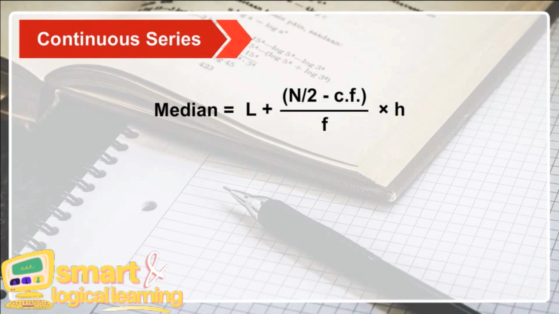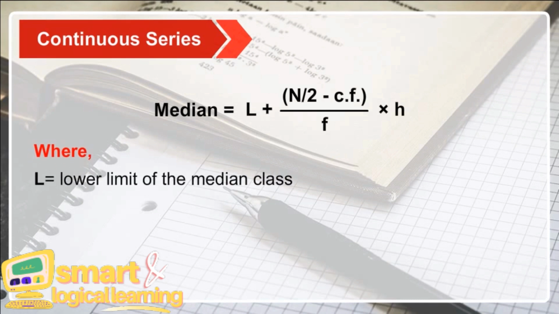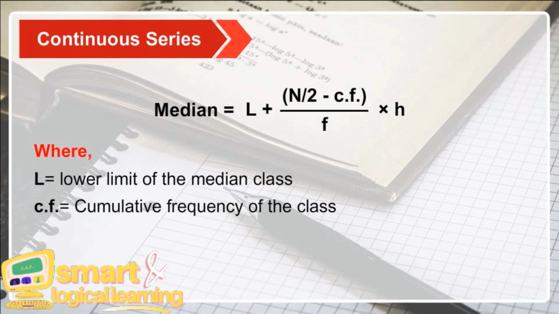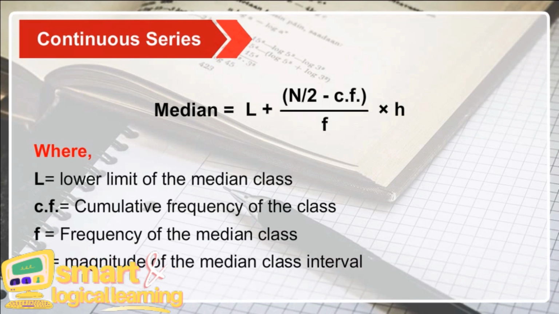Median is equal to L plus ((n/2 minus Cf) / f) into h, where L is equal to lower limit of the median class. Cf is equal to cumulative frequency of the class. F is equal to frequency of the median class. H is equal to magnitude of the median class interval.